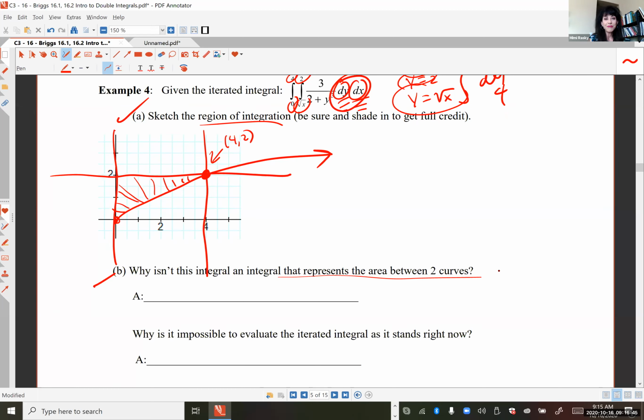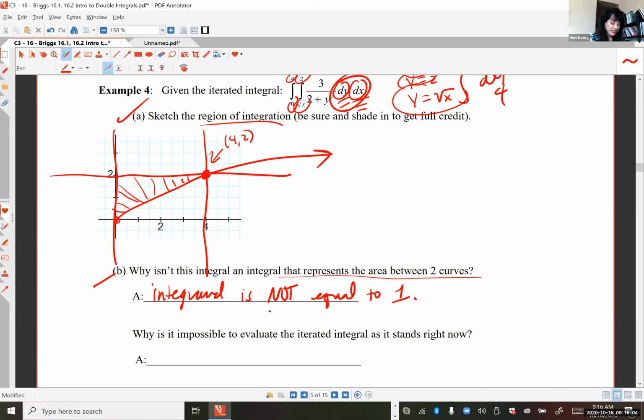Why isn't it? The integrand doesn't equal 1. Yeah, the integrand does not equal 1. Very good. You guys are doing great. So it represents something else, and I can't tell you what the something else is. That's secret information, secret squirrel information for now.